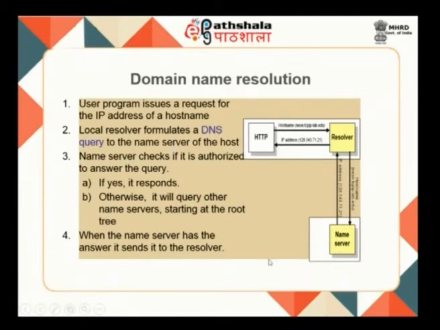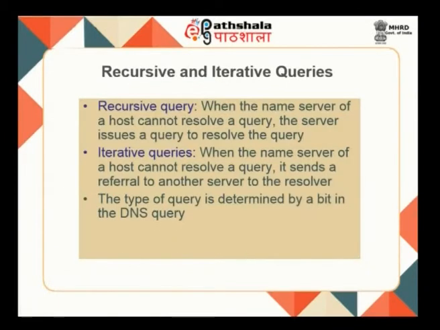Now, the core part is how the name server actually gets the information from the different root servers and so on. That is the main part that we need to understand. There we have two types of querying mechanisms: one is called the recursive query and the other is called the iterative query.